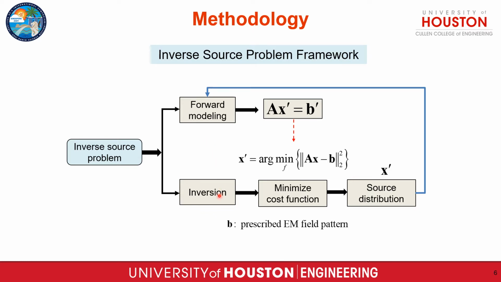The inversion is the inverse procedure of the field modeling. So we know the EM field. So how to calculate the current? So the inversion is actually an optimization problem. It minimizes the cost function. This cost function is a misfit between the generated field and the prescribed field. So when we solve this optimization problem, we can find out the optimal solution, which is the source distribution.